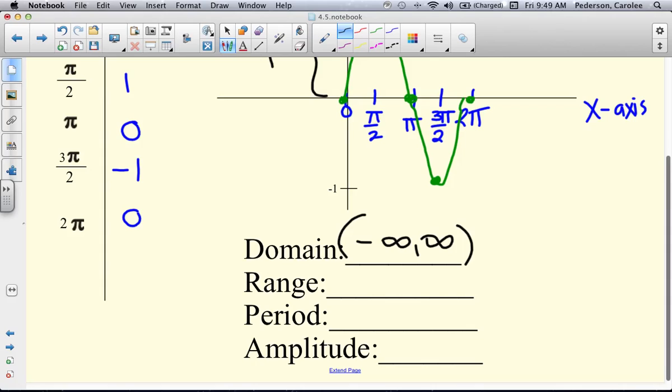Talk about the range. On the parent function, what is the range? On the y-axis, what do you get out? From -1 to 1. Period. How long is the parent function for this period? 2 pi. Takes 2 pi, which is 6.28 radians. Amplitude on the parent function is what? Distance of 1, not 2, distance of 1. All right, there is the parent function for a sine function.